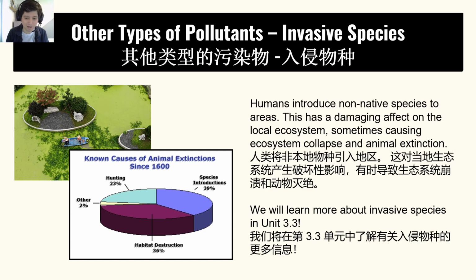And we're going to talk about this a lot more in Unit 3.3, but sometimes humans will introduce non-native species to areas. This has damaging effects on the local ecosystem, sometimes causing ecosystem collapse and animal extinction, right? So we see in this chart on the left, we have known causes of animal extinction since 1600, and we see 39% species introduction. That means invasive species.